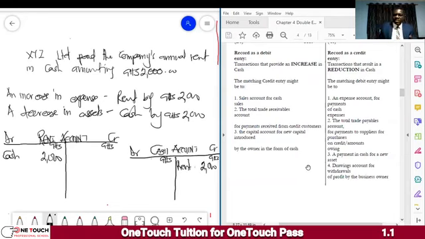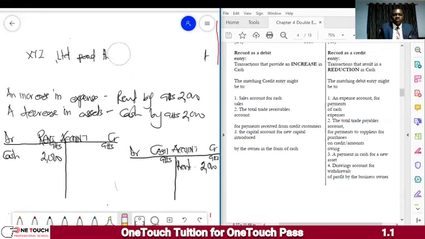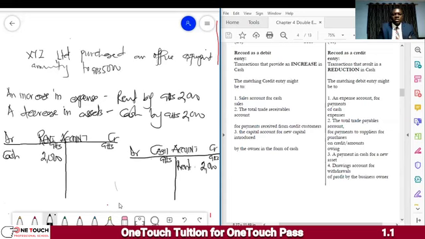Again, now payment in cash for a new asset. So let's assume that XYZ Limited purchased office equipment amounting to 5,000 Ghana cedis in cash.